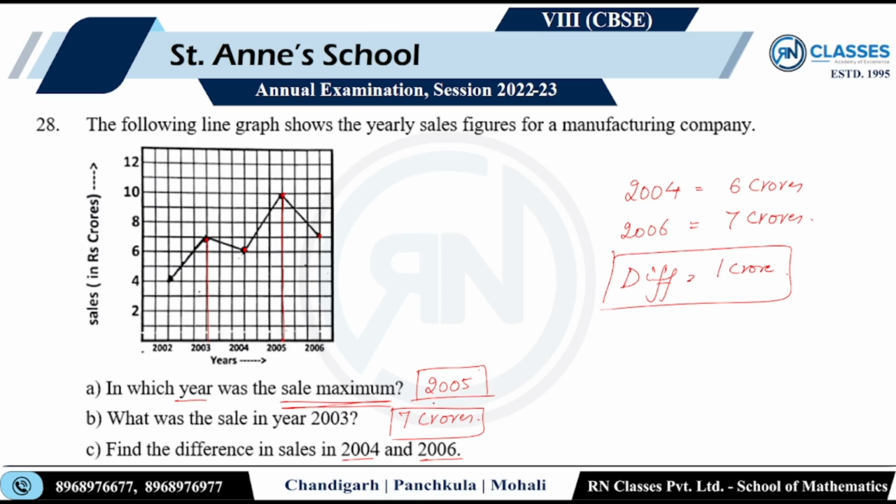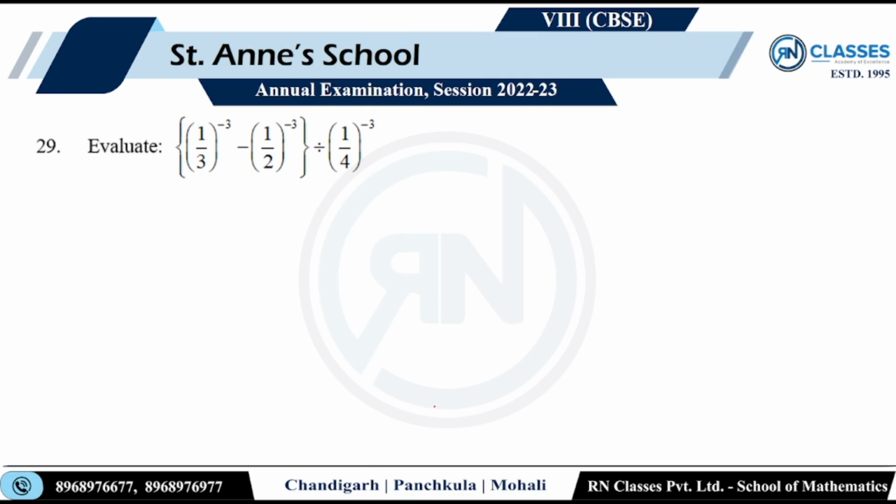That's it. Next, evaluate 1 by 3 raised to the power minus 3 minus 1 by 2 raised to the power minus 3 divided by 1 by 4 raised to the power minus 3. Law of exponents तो लग ही नहीं सकते because बीच में है minus. So 1 by 3 raised to the power minus 3 पे एक ही चीज लगेगी, a raised to the power m raised to the power n, which is equal to a raised to the power mn, right? तो मैं यहाँ पे लिखूंगा 3 raised to the power minus 1 raised to the power minus 3 minus 2 raised to the power minus 1 raised to the power minus 3.